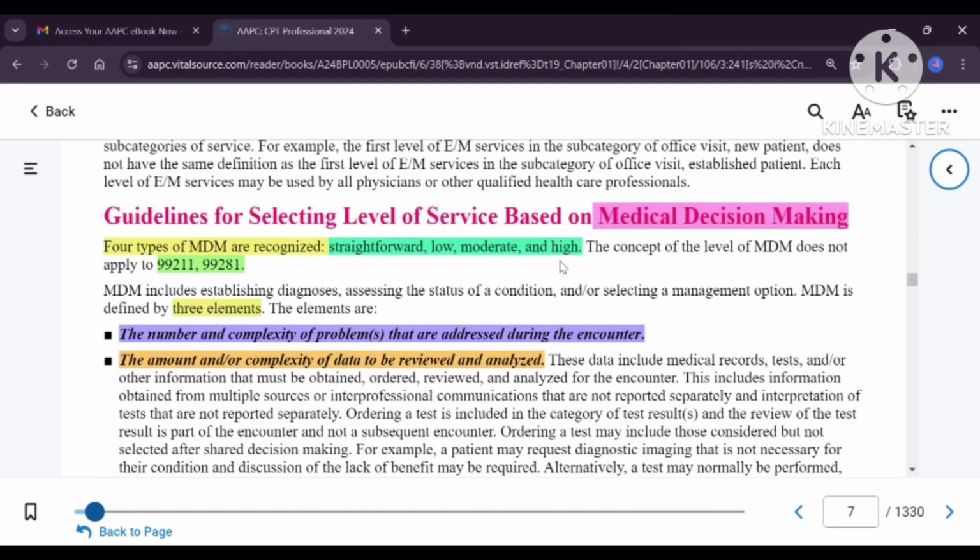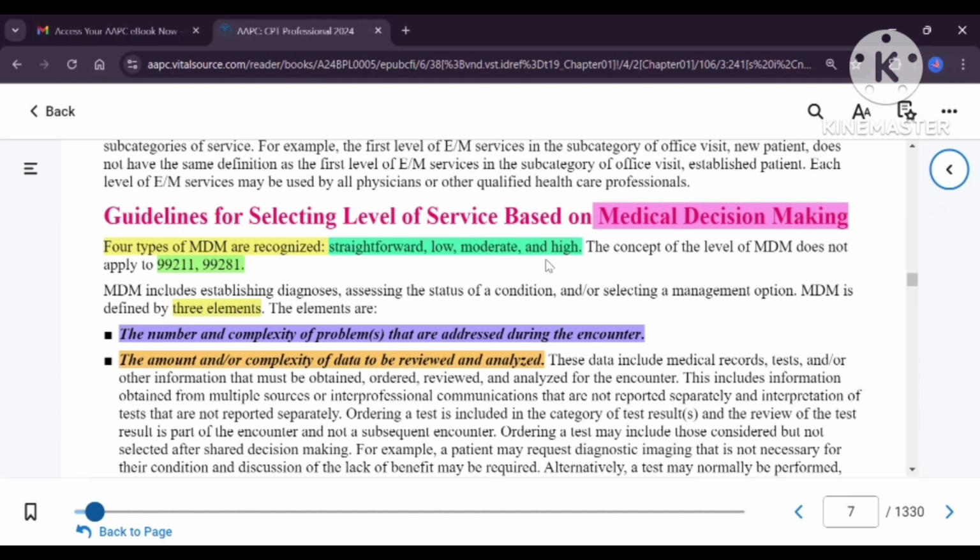What is MDM? MDM means medical decision making. That means what is the problem the patient is having? Based upon the problem, what is the treatment that is given? And all these things will let us decide how critical or serious the patient's condition is. And based upon that, we have 4 types of MDM: straightforward MDM, low MDM, moderate and high MDM.